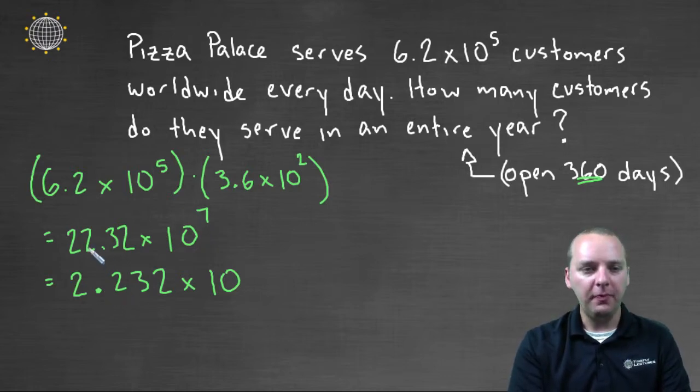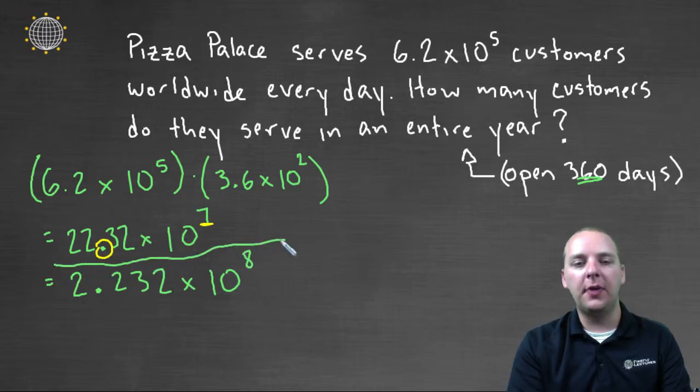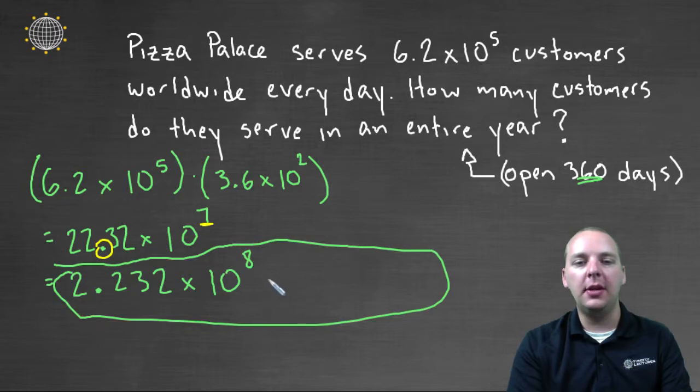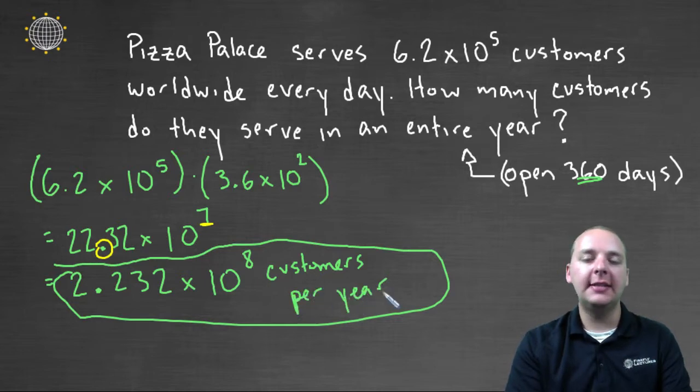Let's think about it. In order to make these equal the same number, this decimal place would move to the right 7 places. And since this is a smaller number, it would actually have to move to the right 8 places, 1 to catch up, and then obviously an additional 7 in order to equal each other. So this would be 2.232 times 10 to the 8th. And so this would be your final answer. This would be that many customers worldwide per year. All right, so that's how we would do it by hand.